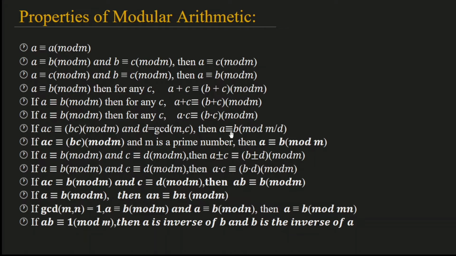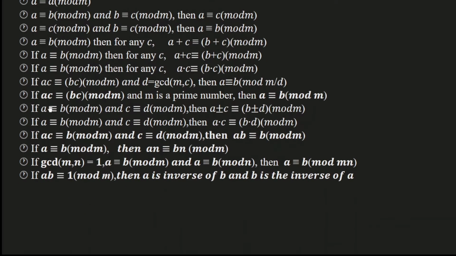Next one, if AC is congruent to BC mod M and D is the GCD, then A is congruent to B mod M by D. If AC is congruent to BC mod M and M is a prime number, then A is congruent to B mod M. If A is congruent to B mod M and C is congruent to D mod M, then A plus or minus C is congruent to B plus or minus D mod M.